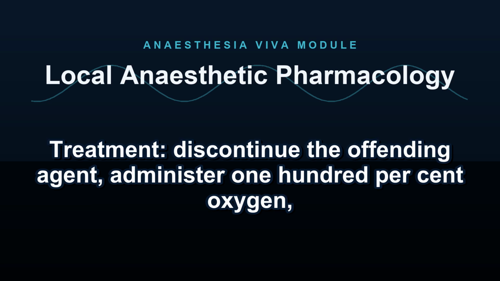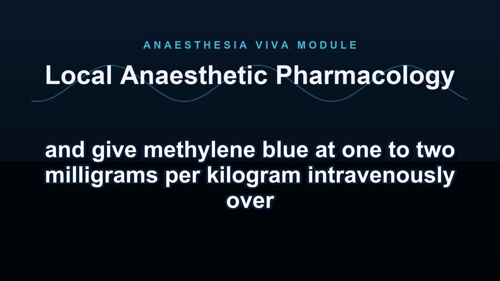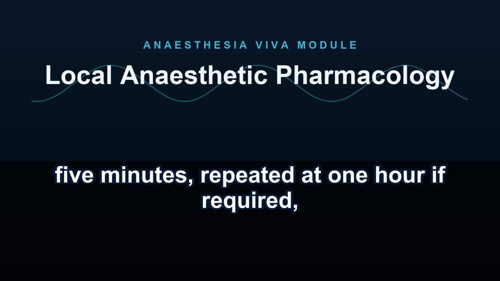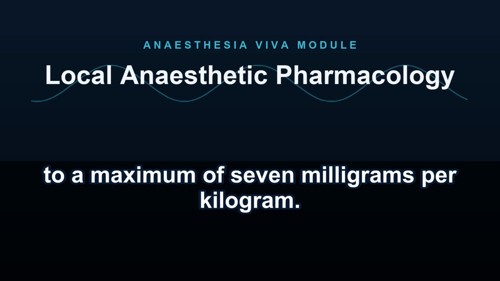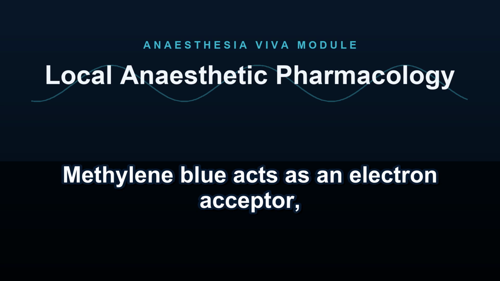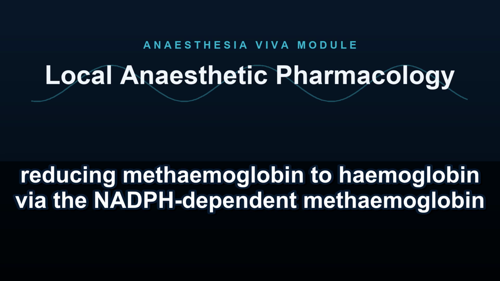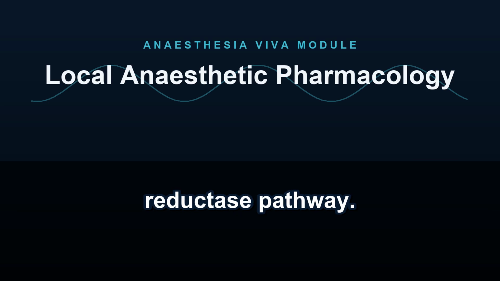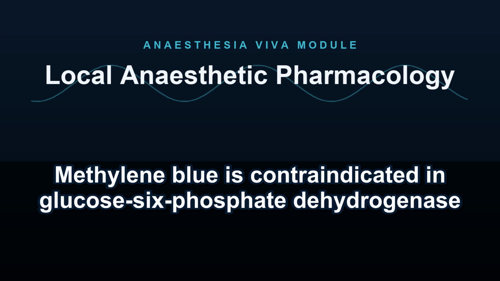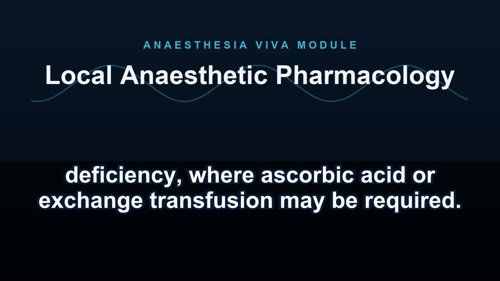Treatment: discontinue the offending agent, administer 100% oxygen, and give methylene blue at 1 to 2 mg per kilogram intravenously over 5 minutes, repeated at 1 hour if required, to a maximum of 7 mg per kilogram. Methylene blue acts as an electron acceptor, reducing methemoglobin to hemoglobin via the NADPH-dependent methemoglobin reductase pathway. Methylene blue is contraindicated in glucose 6-phosphate dehydrogenase deficiency, where ascorbic acid or exchange transfusion may be required.